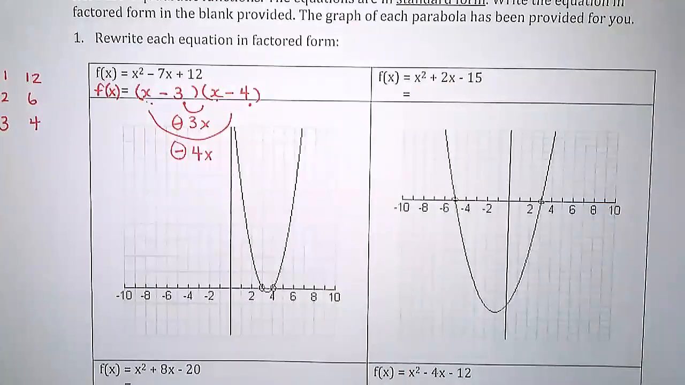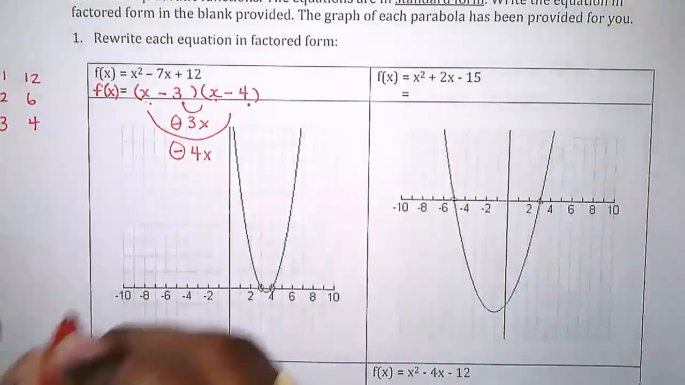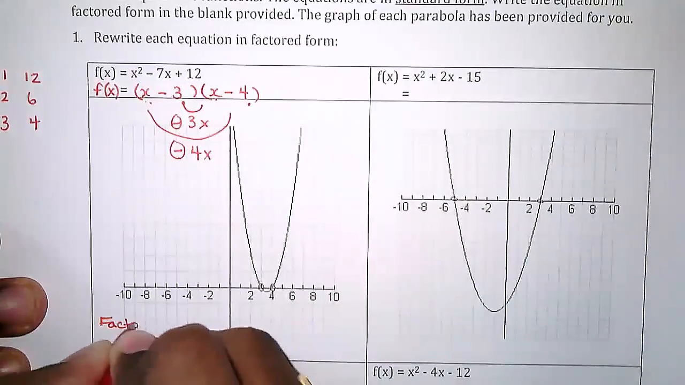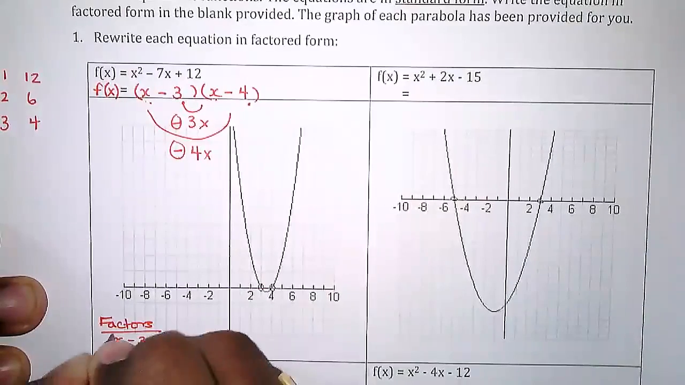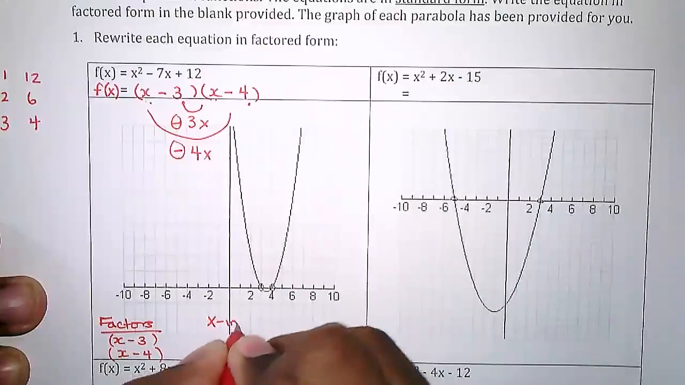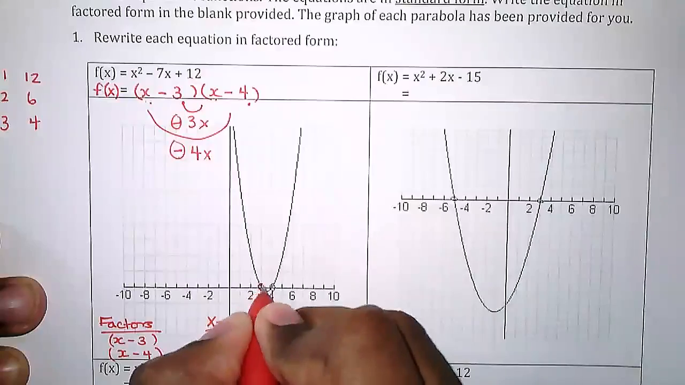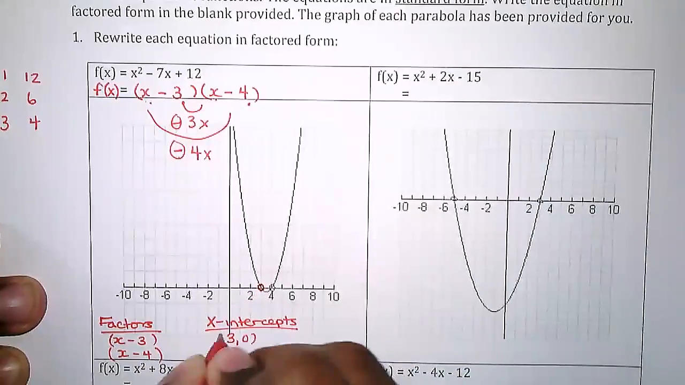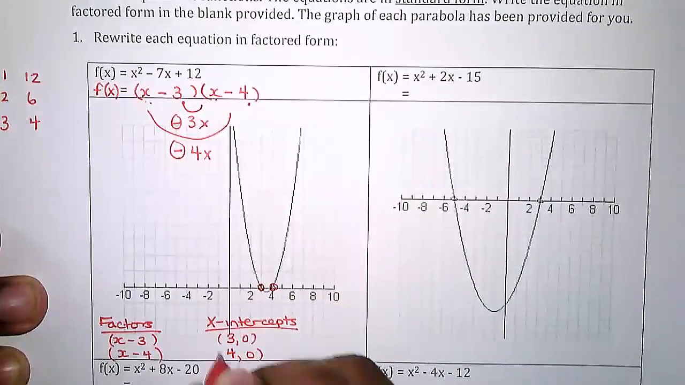The whole point of this worksheet, of this page, was to determine, well, what's the significance of factored form? So take a look at our factors. So I'm going to write them down here again. Factors. We have x minus 3 and x minus 4. Now let's compare these to our x-intercepts of this particular parabola. So we have our x-intercepts. The first x-intercept is here at (3, 0). And the second x-intercept is here at (4, 0).